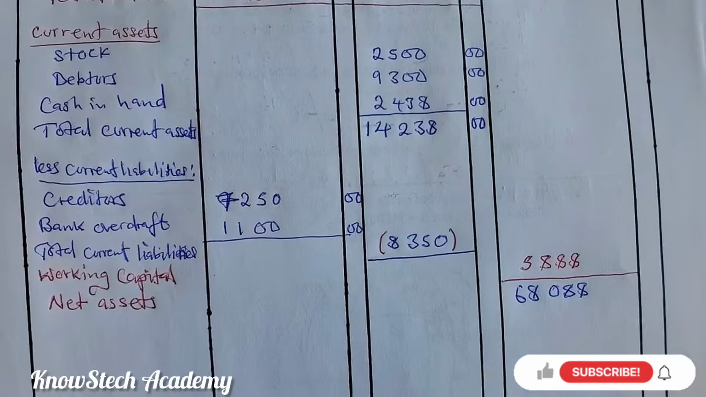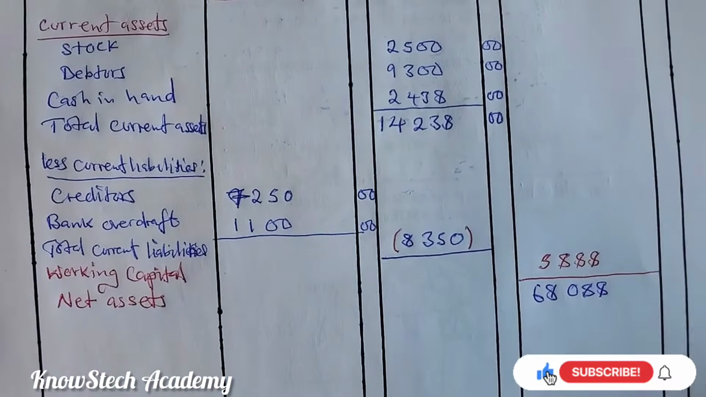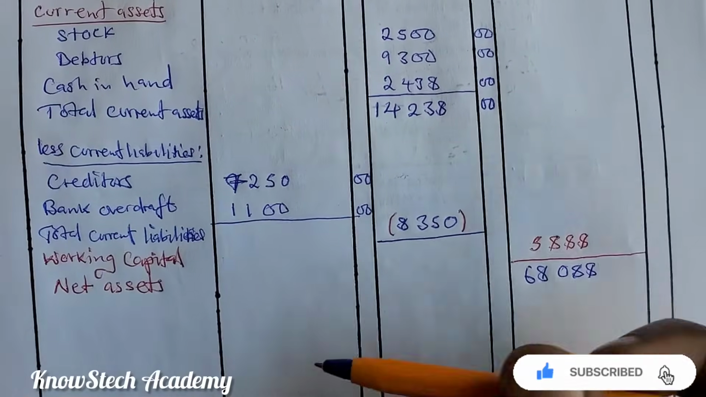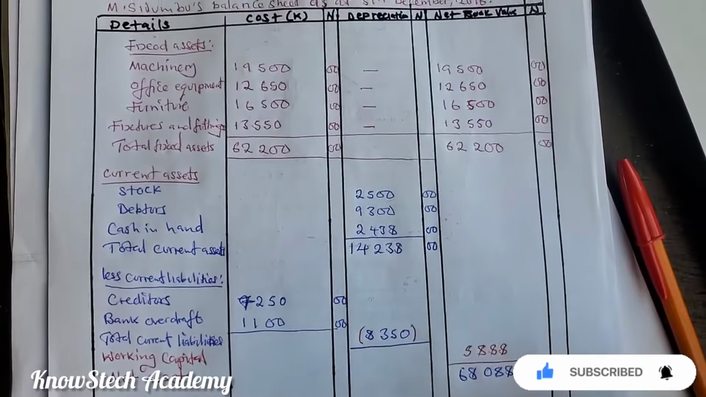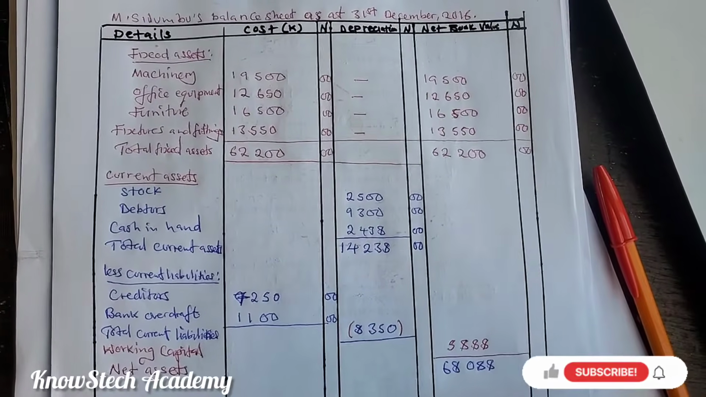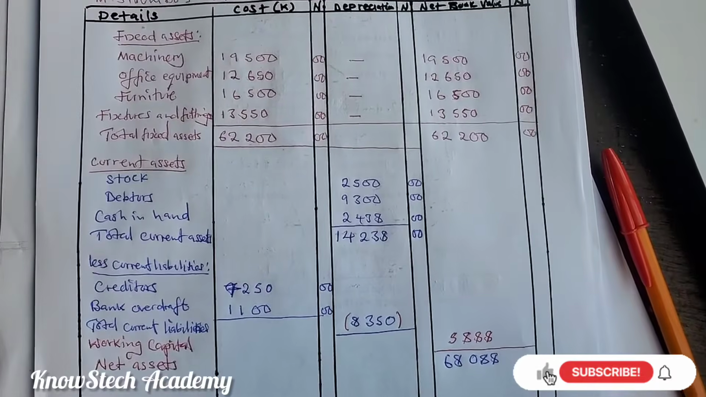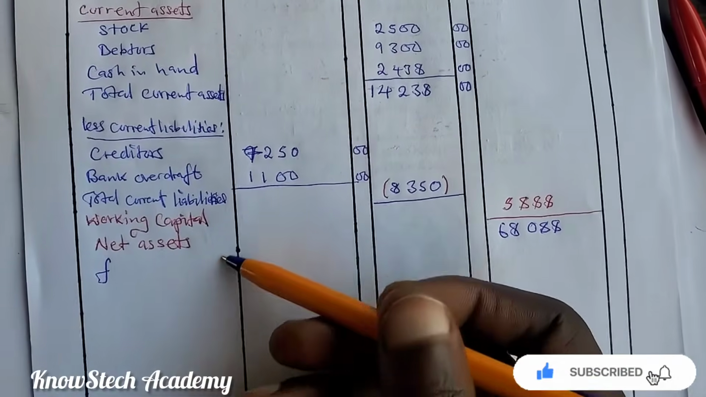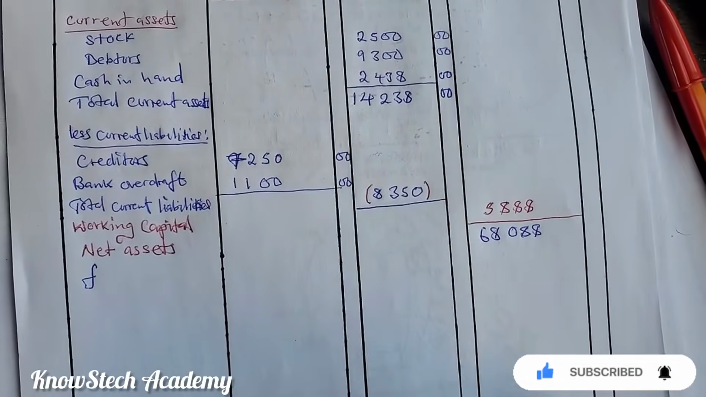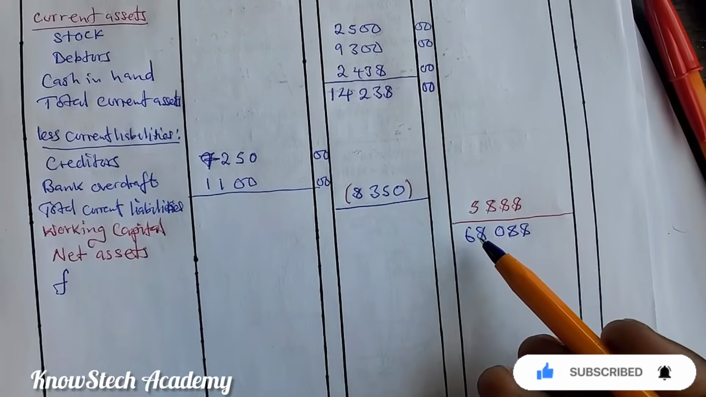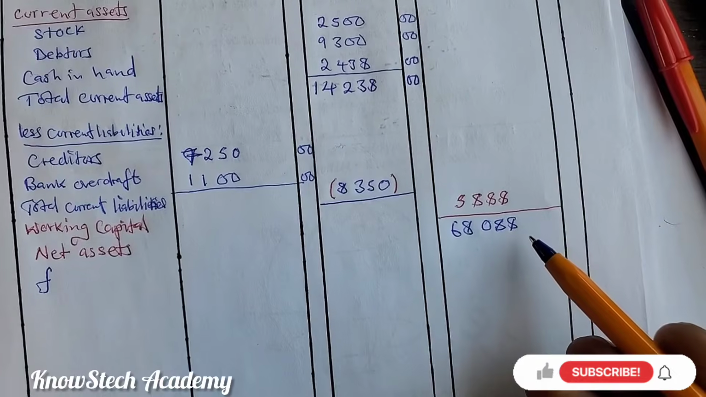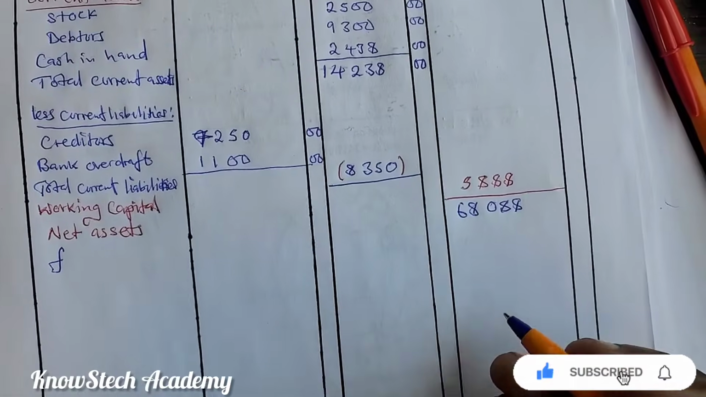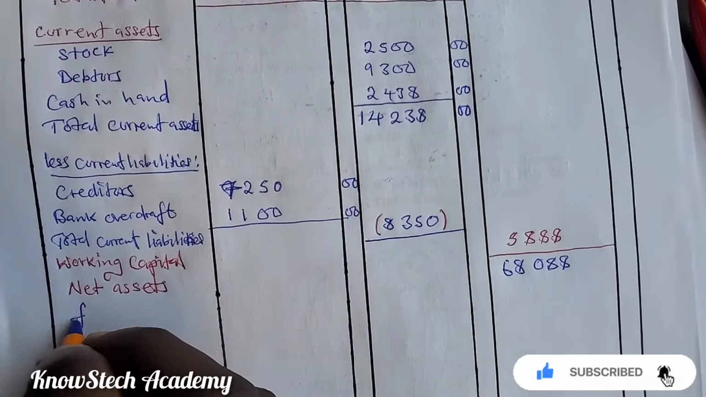It's called net assets. So now, after net assets here, you are going to write something interesting. So we are done with the first part of the balance sheet. Okay, not trial balance, but balance sheet. Then we are going to write financed by. Whatever we're going to calculate down here must be equal to 68,088 kwacha. That's the whole essence of the balance sheet.